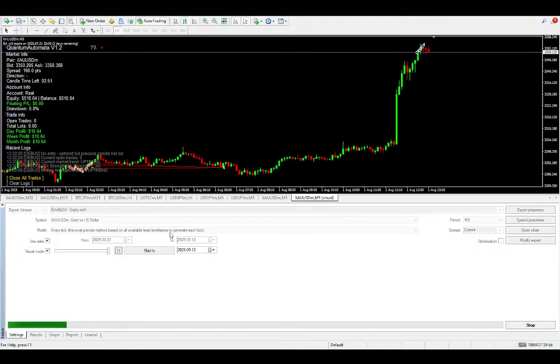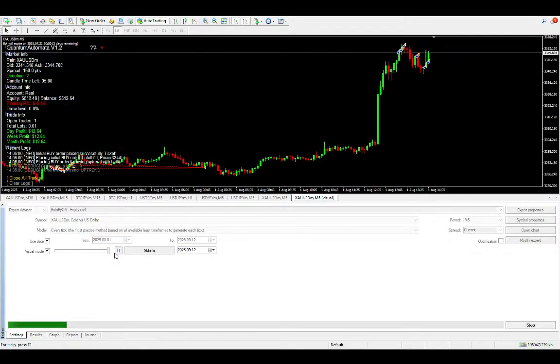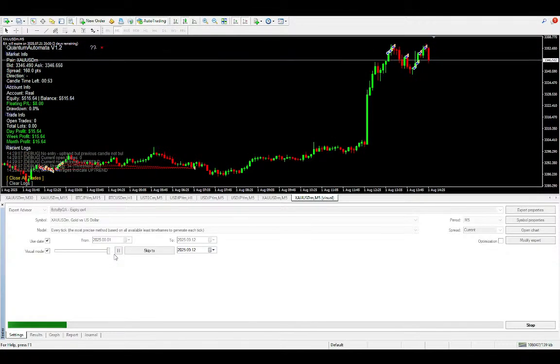And by the way, it has started picking a trade because it sensed there is a movement, and it's still trading.